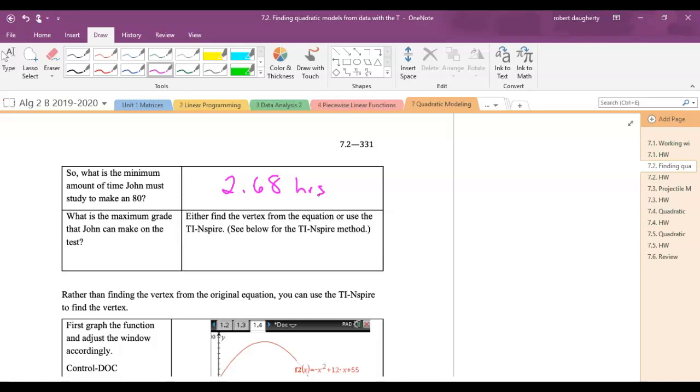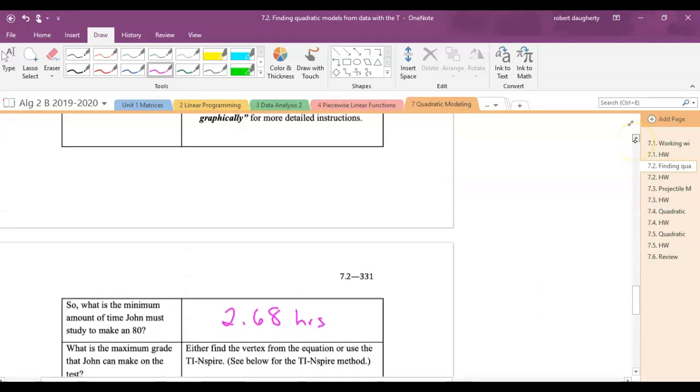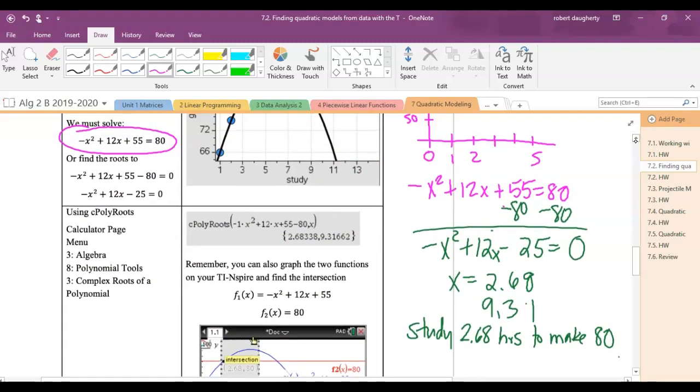Okay. So I got a couple ways of finding the vertex. How do I find the vertex on a parabola that has this equation? How will I find the vertex there? Yeah, it's going to be negative b over 2a. That gives me the what value of the vertex? So that x value tells me the amount of time he must study. But how will I find the maximum grade? You plug that value back in. So I got two ways of finding the vertex.